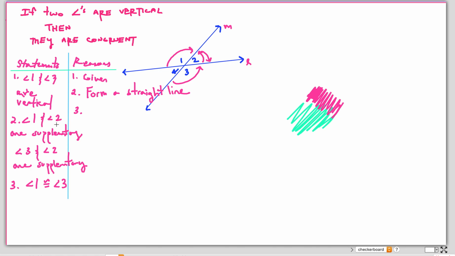So 1 is supplementary to 2, and 3 is supplementary to 2. Therefore, 1 and 3 are congruent. And I'm going to write congruent supplements theorem. And then that's it.